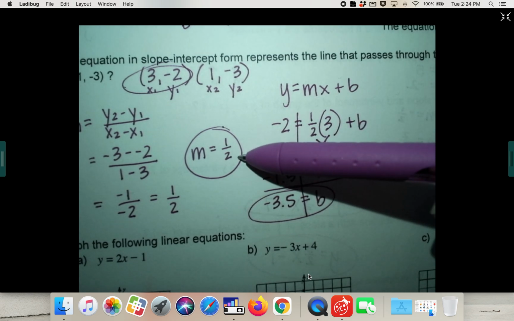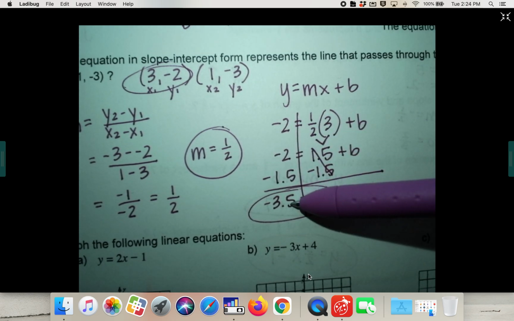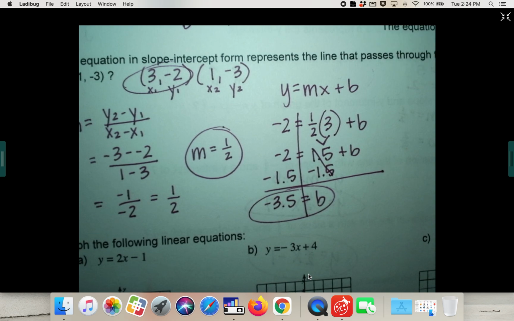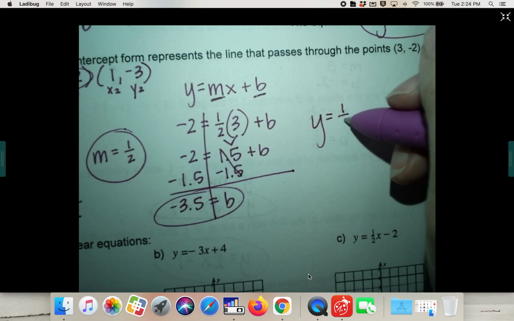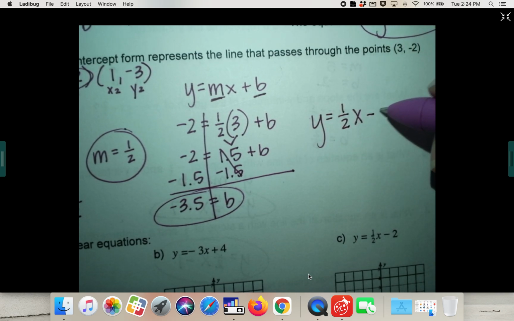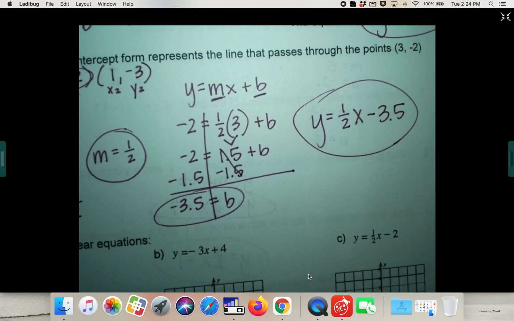So if I know my m and I know my b, I can put it all together, and instead of using m and b, I can use what m and b are. So it would be y equals half x minus 3.5 because b was a -3.5.